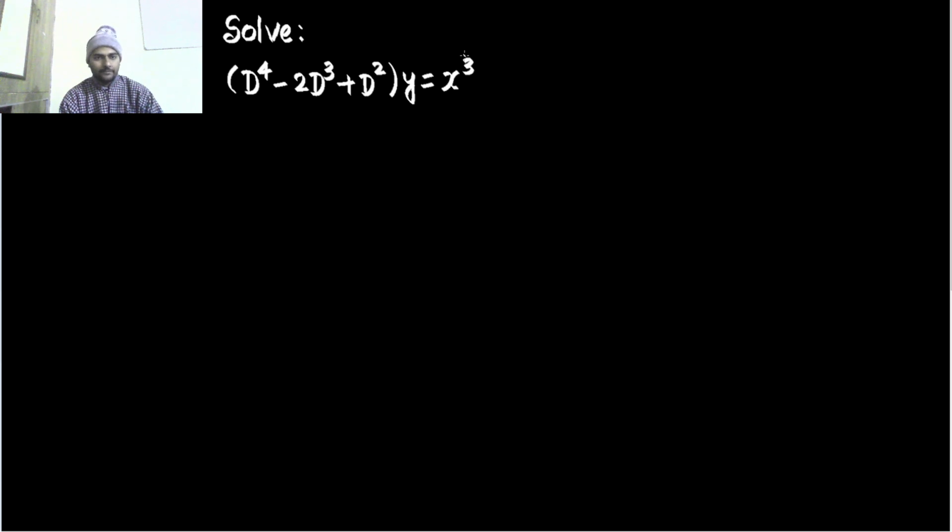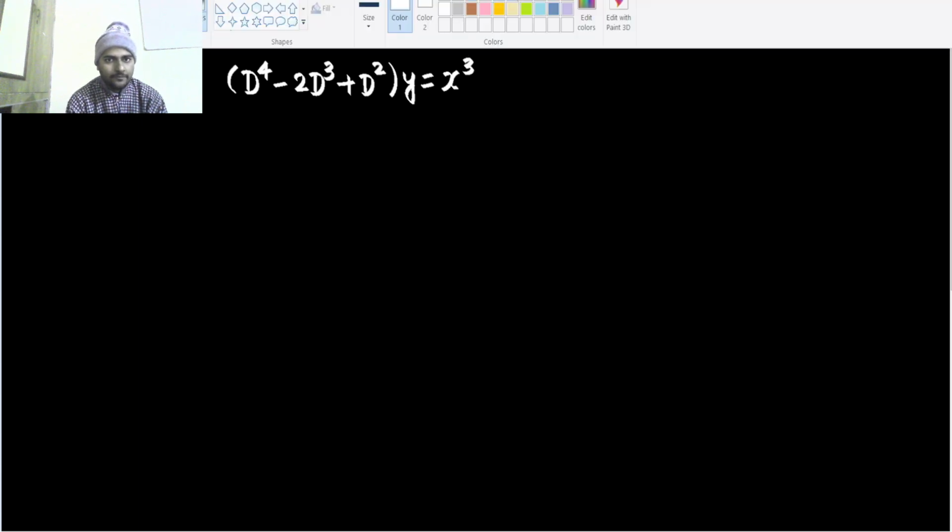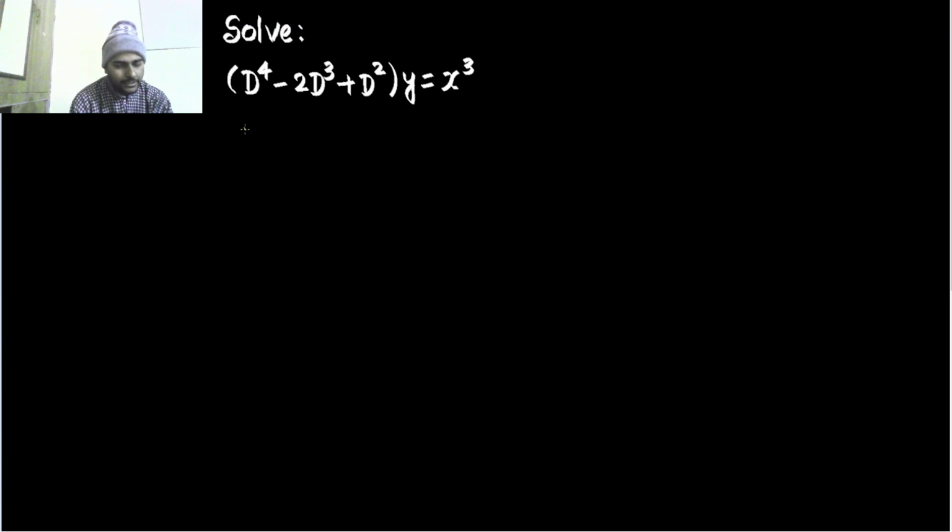We have this problem in front of us. Solve (D^4 - 2D^3 + D^2) y = x^3. So let's start off with this. As you know, the first step will be to find the complementary function, followed by that, we'll find the particular integral.